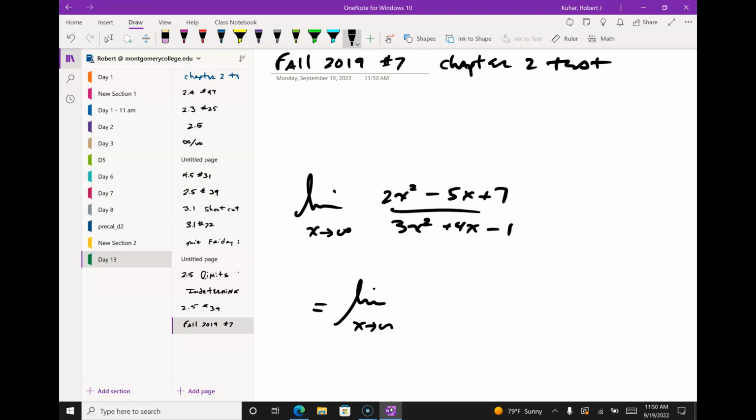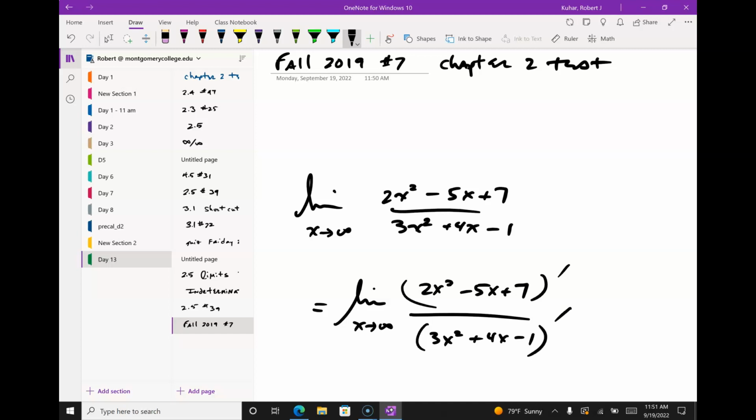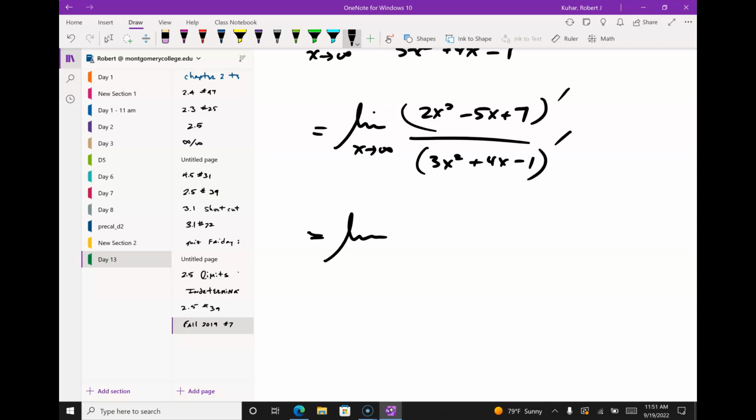We're going to do the limit as x goes to infinity of that numerator prime over the denominator prime. So what do I get upstairs? Ephraim, you got it? Yeah, 4x minus 5. And then downstairs is 6x plus 4. These are both linear and positive, going up. So where are they going as x goes to infinity? Infinity. So I got another version of infinity over infinity. So I'm going to apply L'Hopital's rule again.